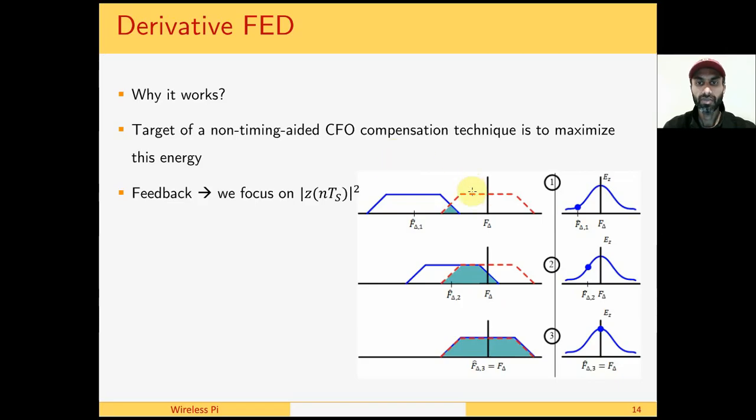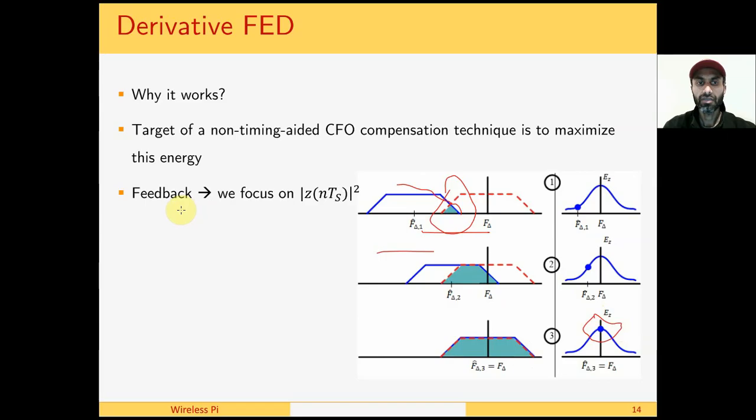Assume that this is the match filter and this is the incoming signal. So you see, when the difference between the center frequencies is large, which means that the CFO is large, then the overlap is small and we have a relatively low level of energy. As the CFO reduces, the overlap increases and the energy increases. For a full overlap between the incoming signal and the match filter, we have the maximum energy available.